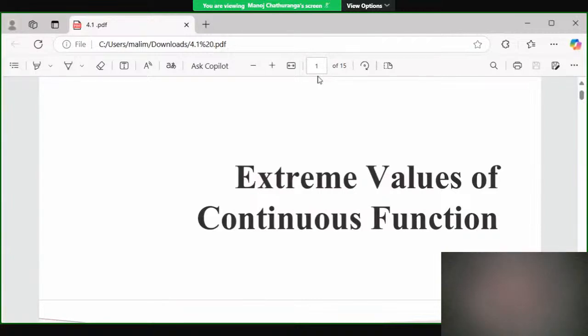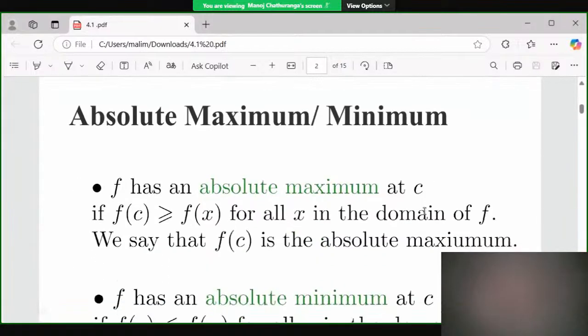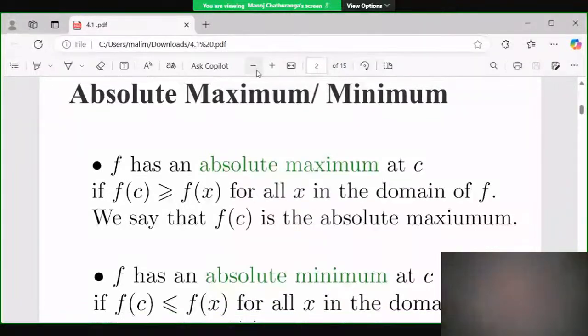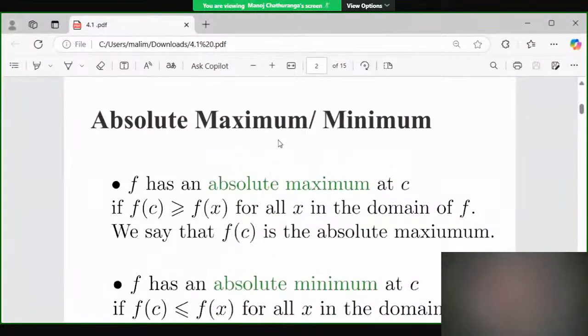Okay, so these maximum and minimum points are called extreme values. So let's talk about extreme values of a continuous function, a function with an unbroken graph. There are a few different types of extreme values. Those can be categorized into two different things called maximum points and minimum points.